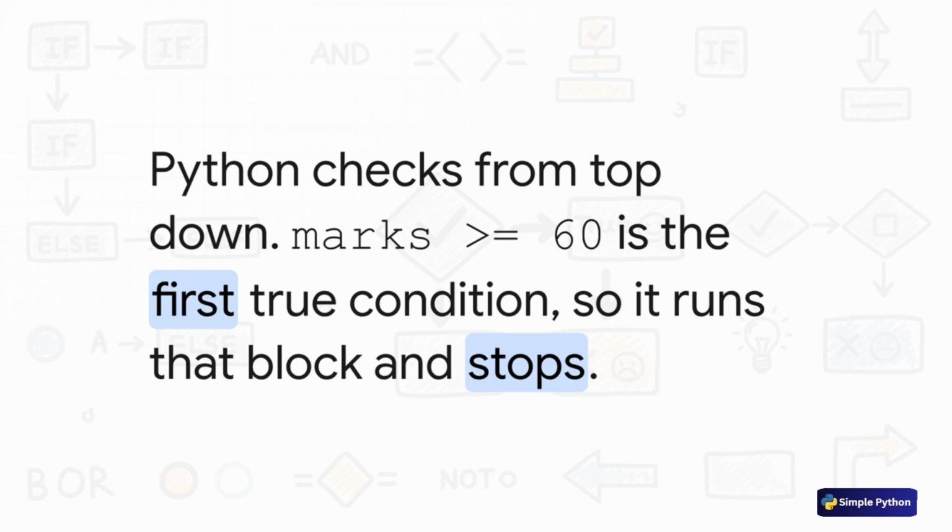First, Python asks, is 75 greater than or equal to 90? No, it's not. So it moves on to the next one, the elif. It asks, is 75 greater than or equal to 60? Yes, it is. So it runs the code to print grade B. And, this is super important, it stops right there. It doesn't even look at the else. It only ever runs the code for the first true condition it finds.